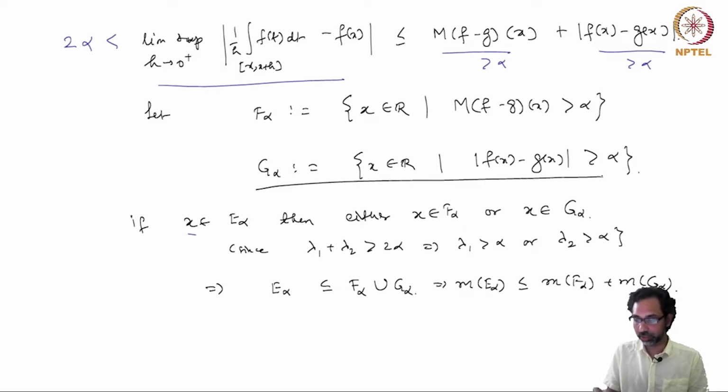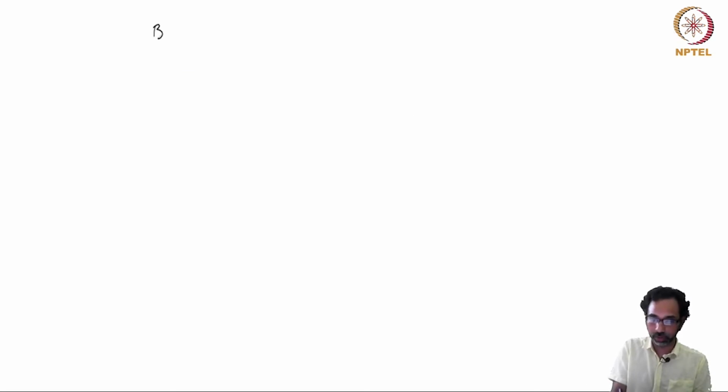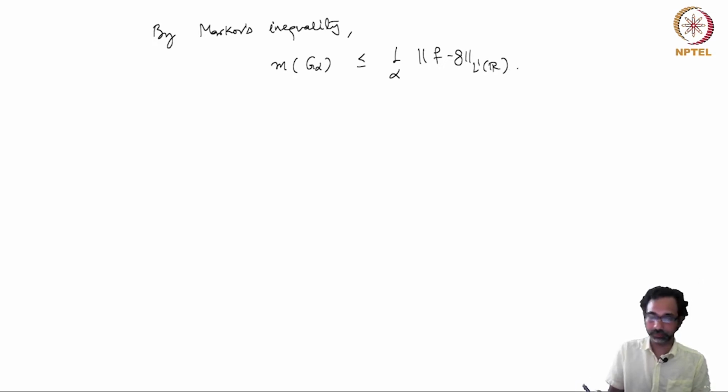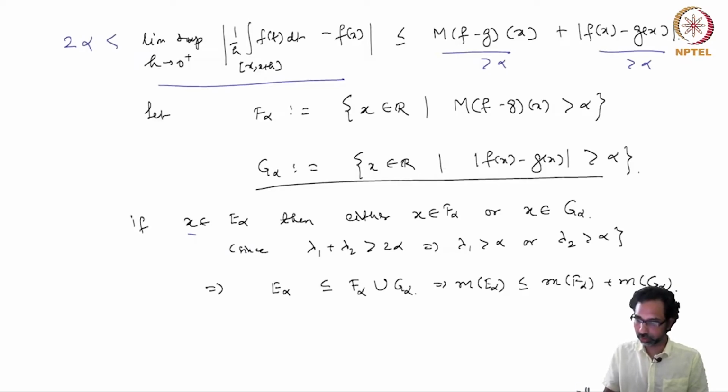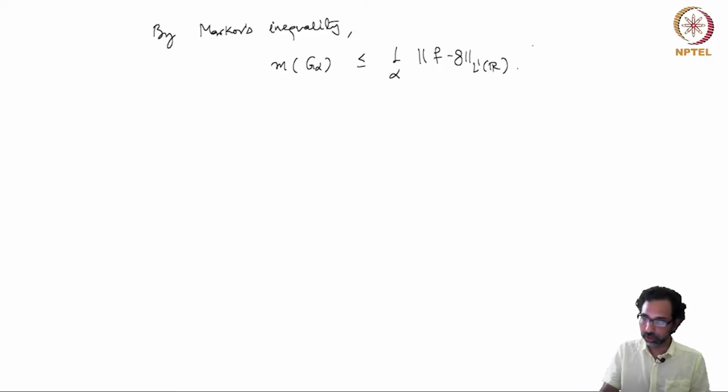Now the measure of G alpha is quite easy to estimate by Markov's inequality. So by Markov's inequality, we get that the measure of G alpha is less than or equal to 1 over alpha times the L1 norm of f minus g. And so for the second term in the last inequality here, this term is less than or equal to epsilon by alpha. This is because g was chosen such that the L1 norm of f minus g is less than or equal to epsilon. So the measure of G alpha is less than or equal to epsilon by alpha.